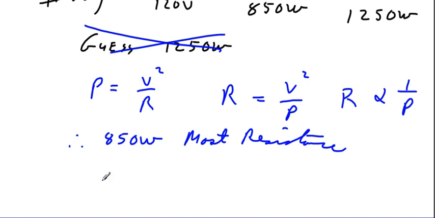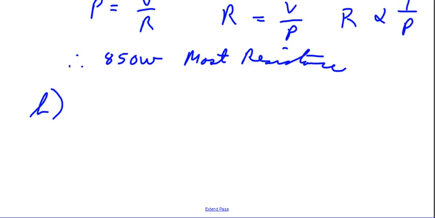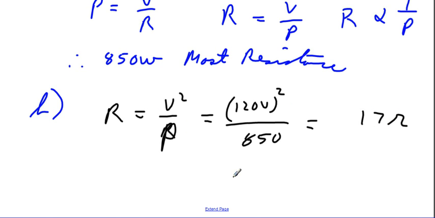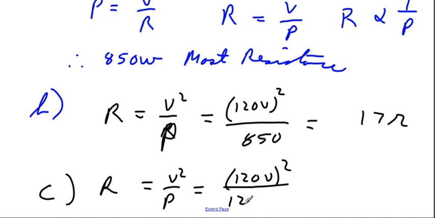Okay, now we got to do the B and C part, find the resistance. Okay, so the B part wants to know resistance at, well, resistance is going to be V squared over P, 120 volts squared, power, not R, divided by 850, and we end up with 17 ohms. And the resistance is still V squared over the power, 120 volts squared divided by 1250 watts. And I end up with 12 ohms. Okay, so that's 36.